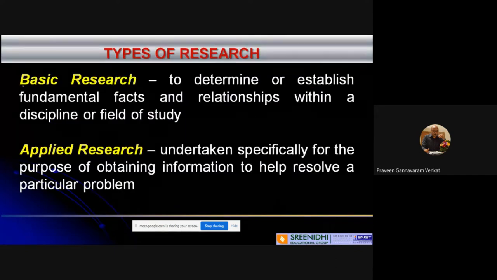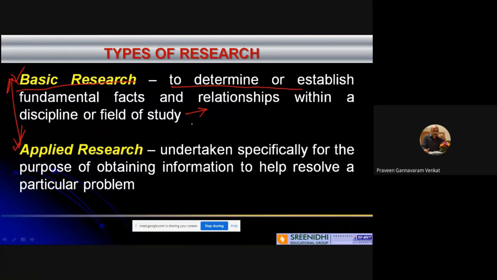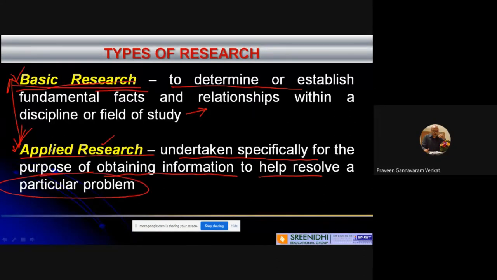Types of research: it may be basic or applied. There are basically two types of research. Generally, prominent scientists like Einstein go for basic research, and nowadays we generally go for applied research. Generally in engineering, we go for applied research. It is undertaken specifically for the purpose of obtaining information to help resolve a particular problem. So problem-based research is applied research, and most of the people are opting for applied research only.